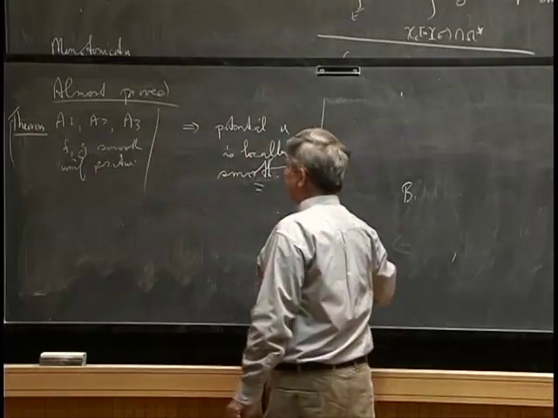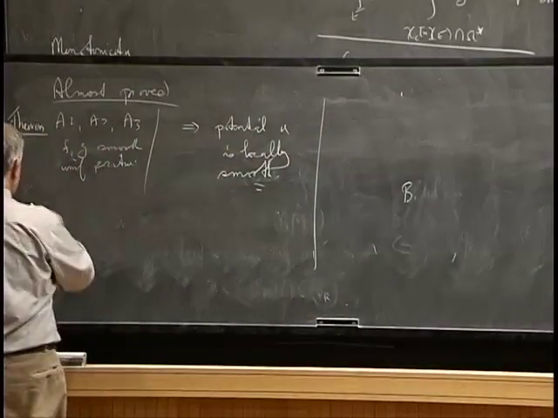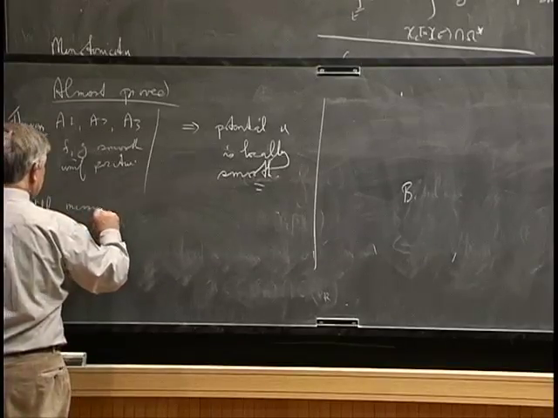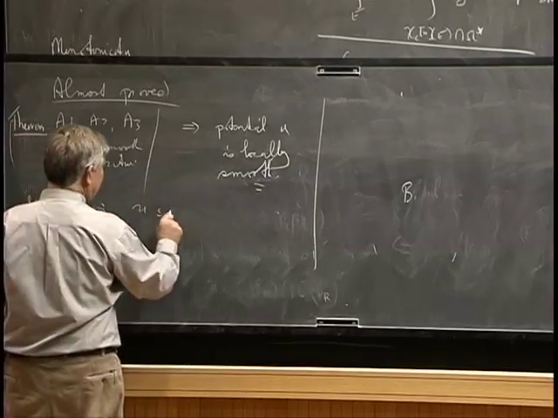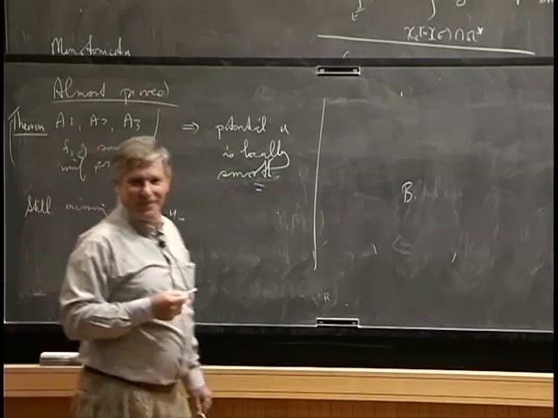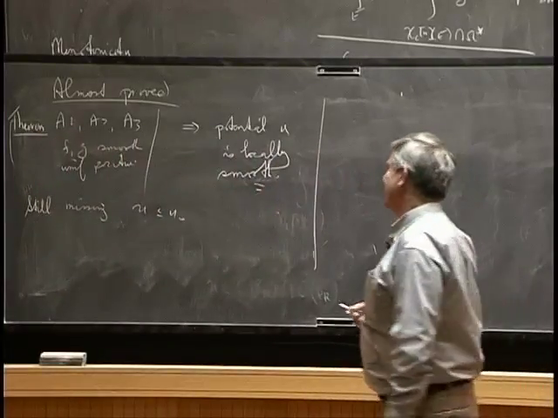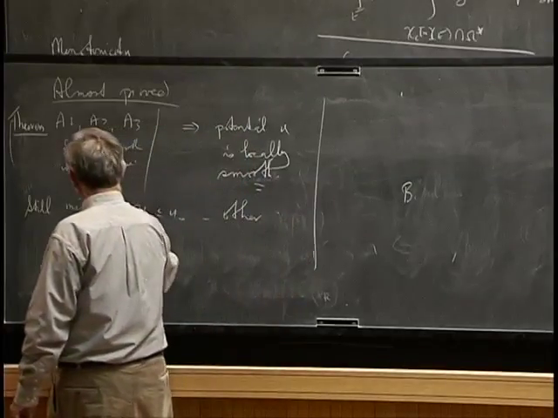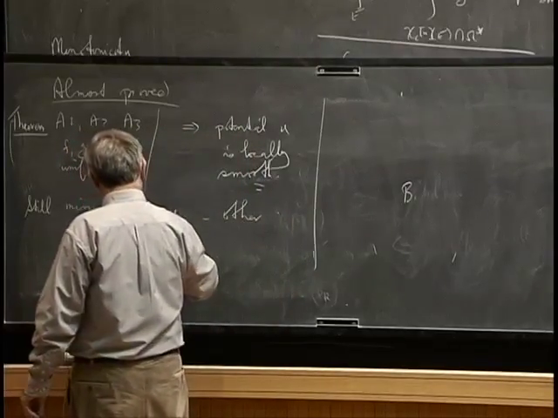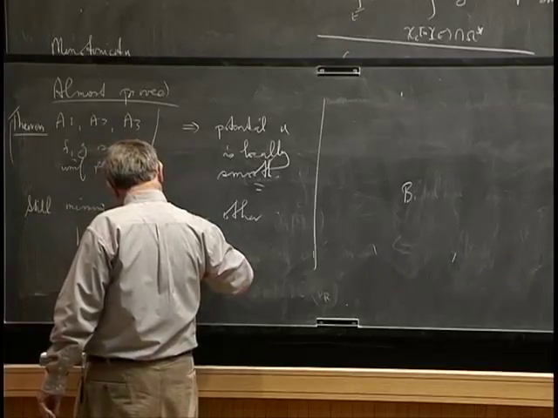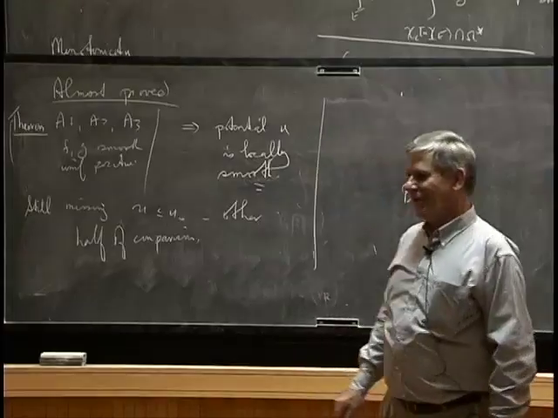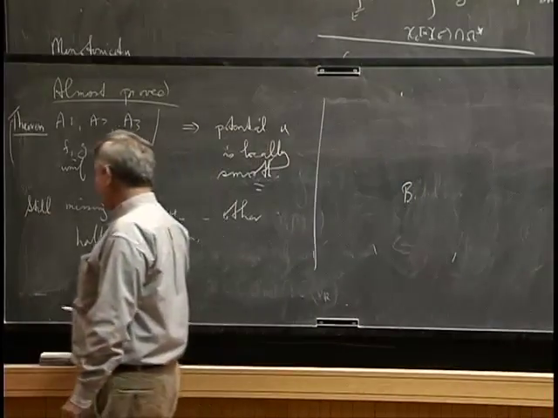And what is missing? We're still missing that U is less than or equal to U0, the other half of uniqueness, the other half of the comparison principle. Well, this would be fine.